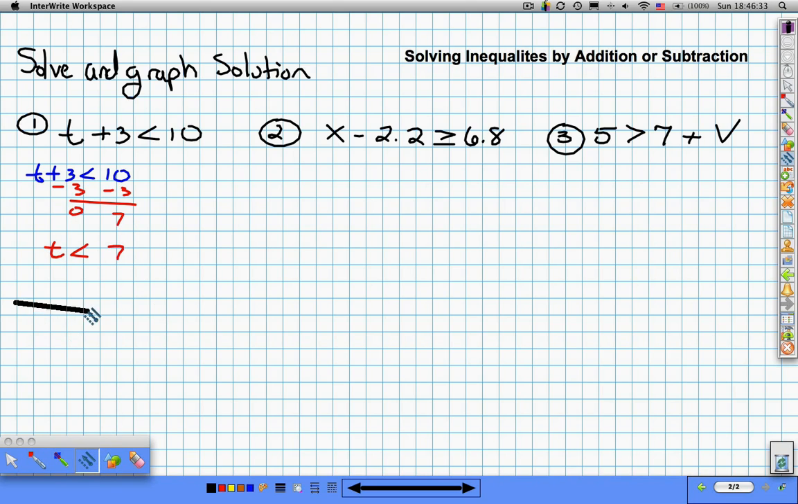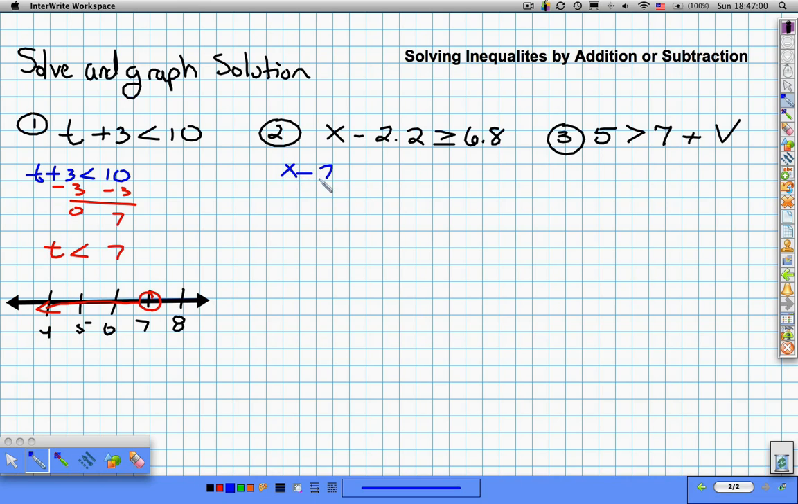So now I can go ahead and draw my line, and as we learned in the previous video, all we have to do, since it's less than 7, let's put 7, let's go one more than that. We'll go 8, and then 7, 6, 5, and 4. And the reason I'm going down is because t is less than 7. So I want to show that it's decreasing. So since it's less than 7, I'm going to have an open circle on 7, and my arrow points to the left. Let's go ahead and look at the second one.